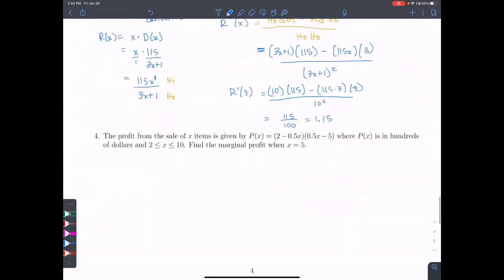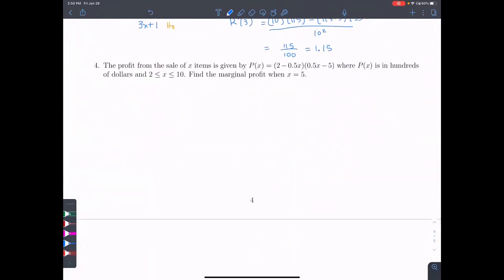Okay. Lastly, number 4, the profit from the sale of x items is given by P of x equals 2 minus 0.5x times 0.5x minus 5, where P of x is in hundreds of dollars and x is between 2 and 10. Find the marginal profit when x equals 5. So again, we see the word marginal. This tells us take a derivative, and we have a profit function, so that's good.